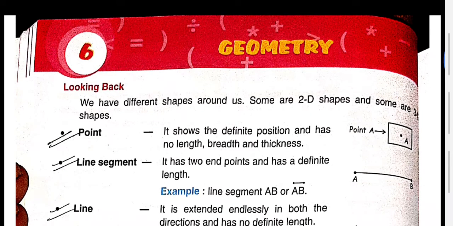Before starting this chapter, we have to study some basic concepts. First, what is the meaning of a point? It shows a definite position and has no length, breadth and thickness. It is just a definite position, and it is represented by one dot.